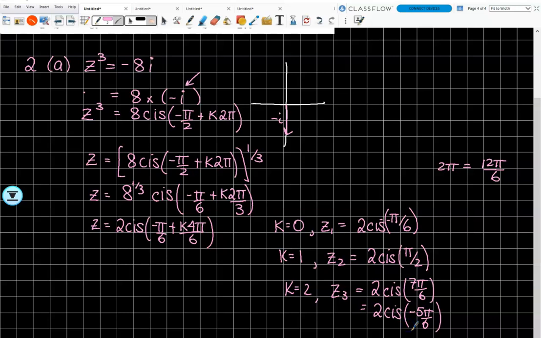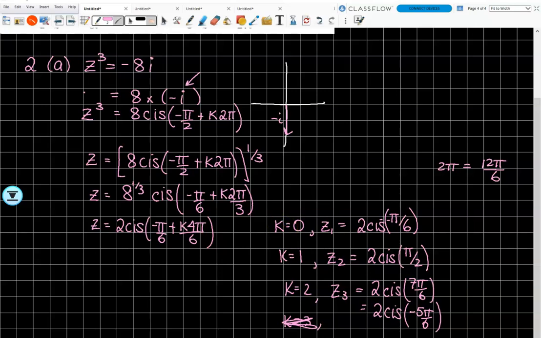And of course, you do the last one, k equals 3. No, what am I doing? There's no 3 because we've got our 1, 2, 3 roots. If I did do k equals 3, what would you expect? The same as that one. It starts looping and repeating. Okay?